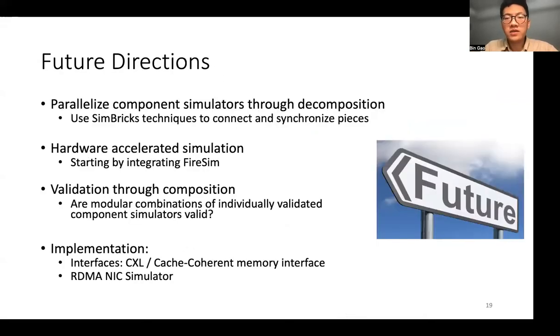Looking forward, we see 2 major challenges we plan to address. The first one is the high simulation times. High simulation times are primarily due to individual bottleneck simulators, usually the host simulator, such as gem5. To address these challenges, we are looking at parallelizing these bottleneck simulators using some of the ideas from SimBricks. We also want to speed up the simulation with hardware acceleration.